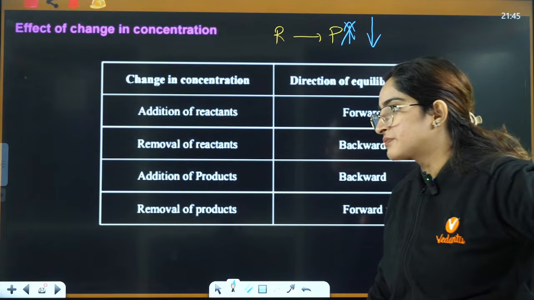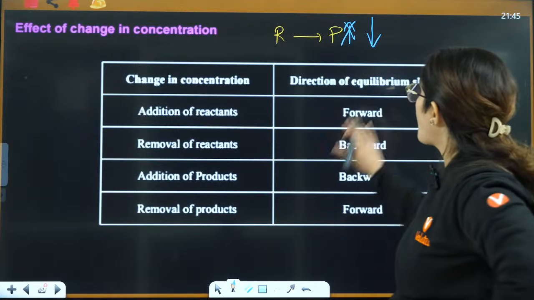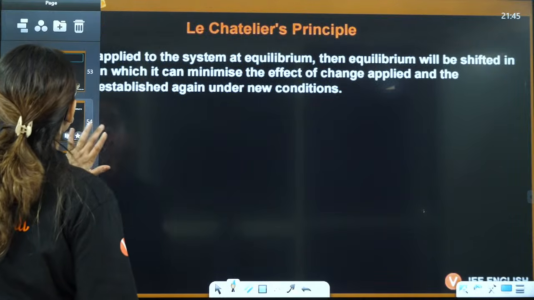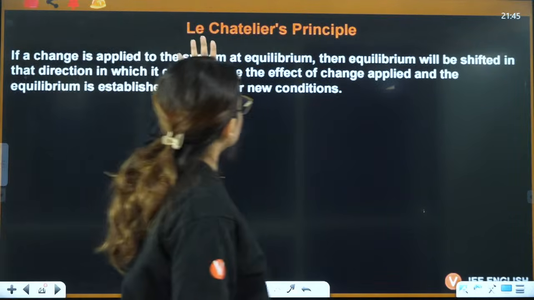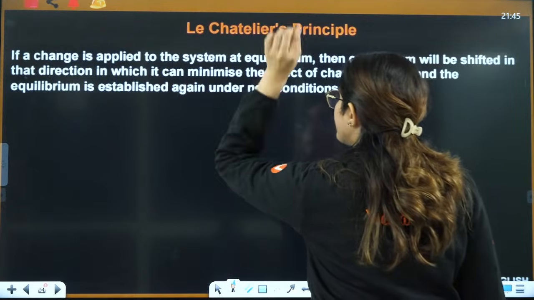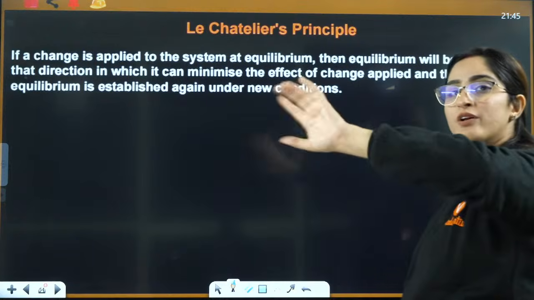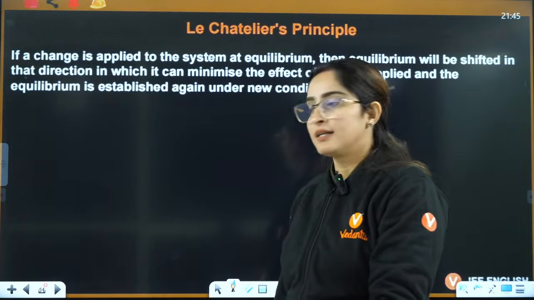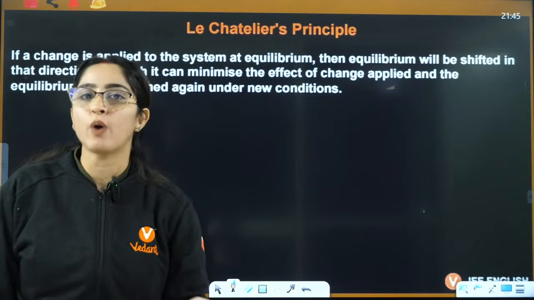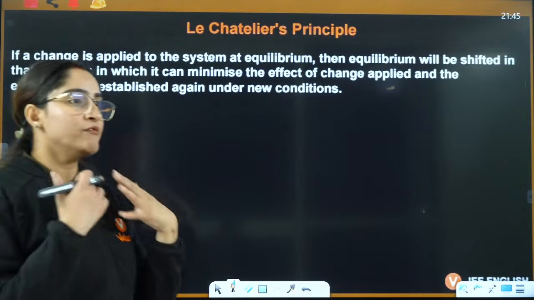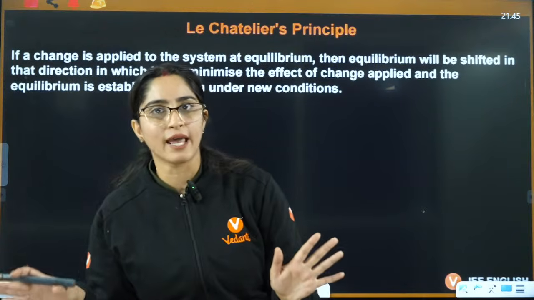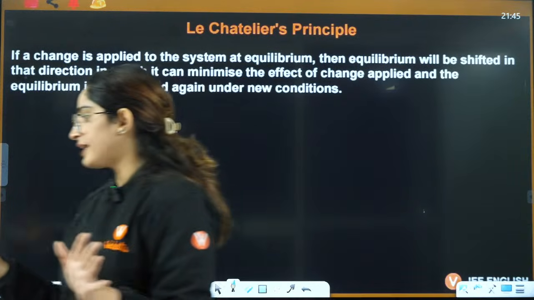But you don't have to learn these definitions. The definition is: a change applied to a system at equilibrium, then equilibrium will be shifted in that direction where it can minimize the effect. It wants to reverse the effect, whatever you do. So it will move in that direction so that it can nullify the effect that you have done. It's like someone at equilibrium, you disturb them, then they will try to be in a stable position again, right? Okay.